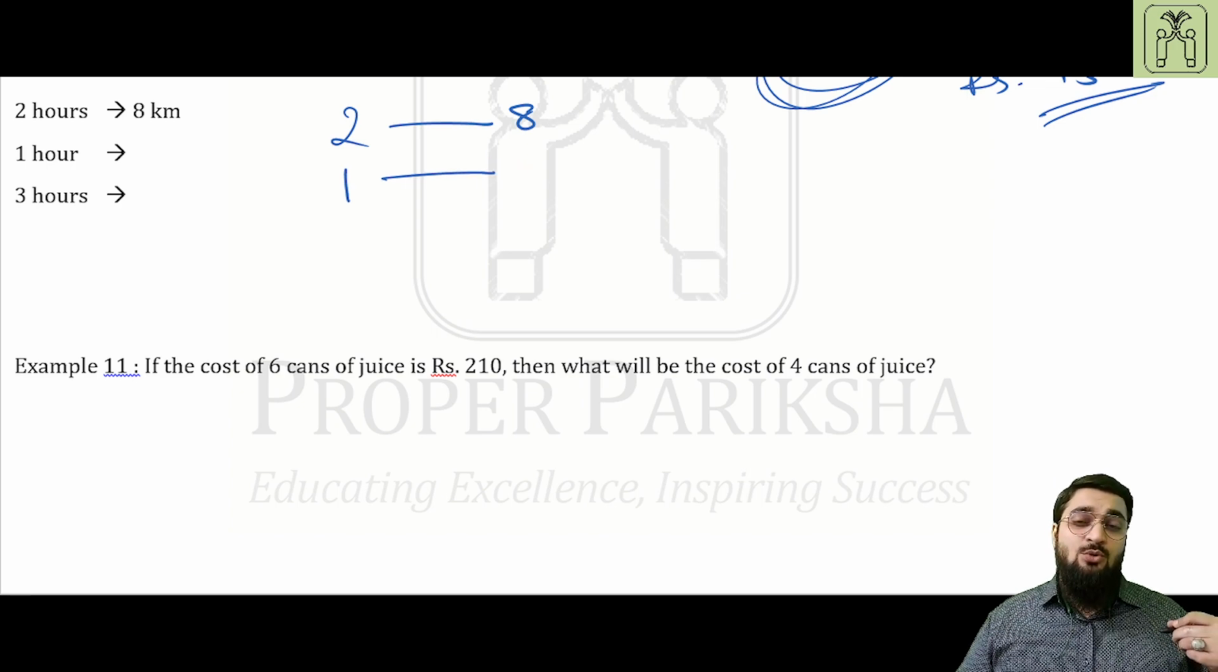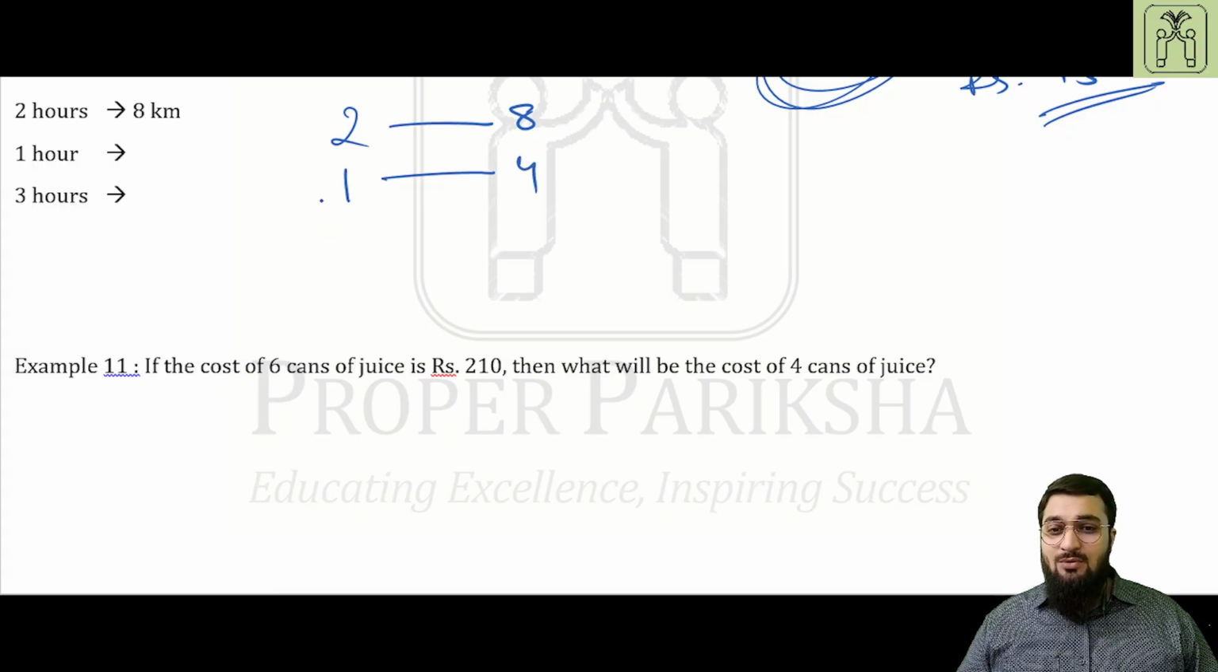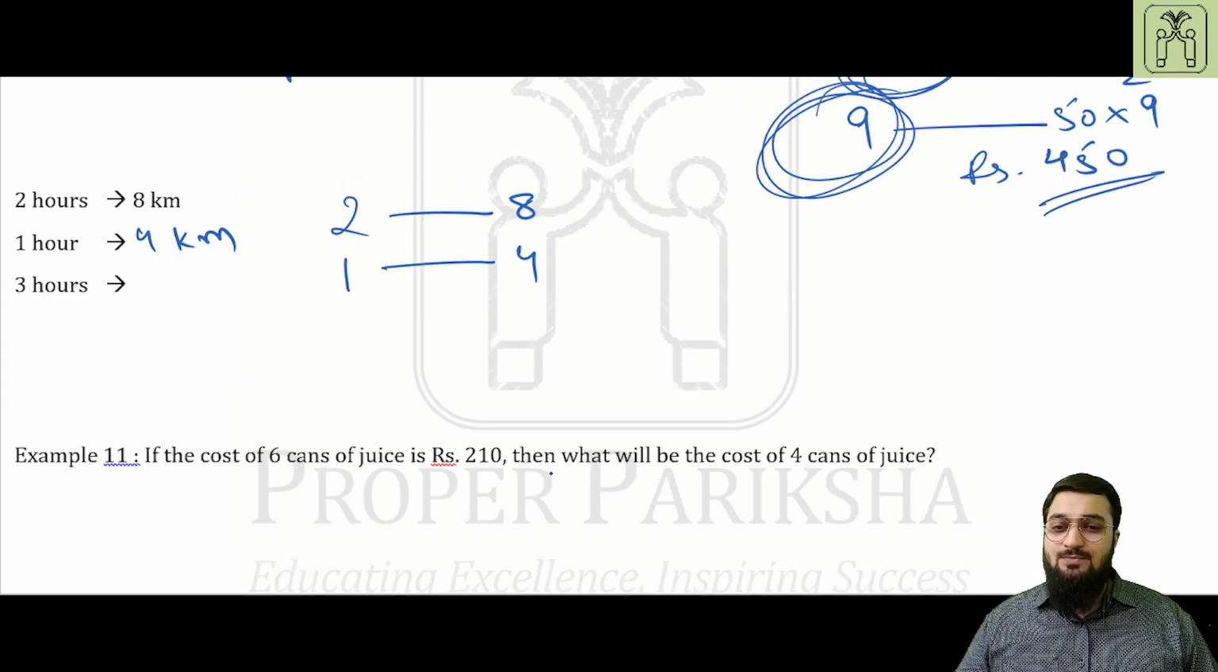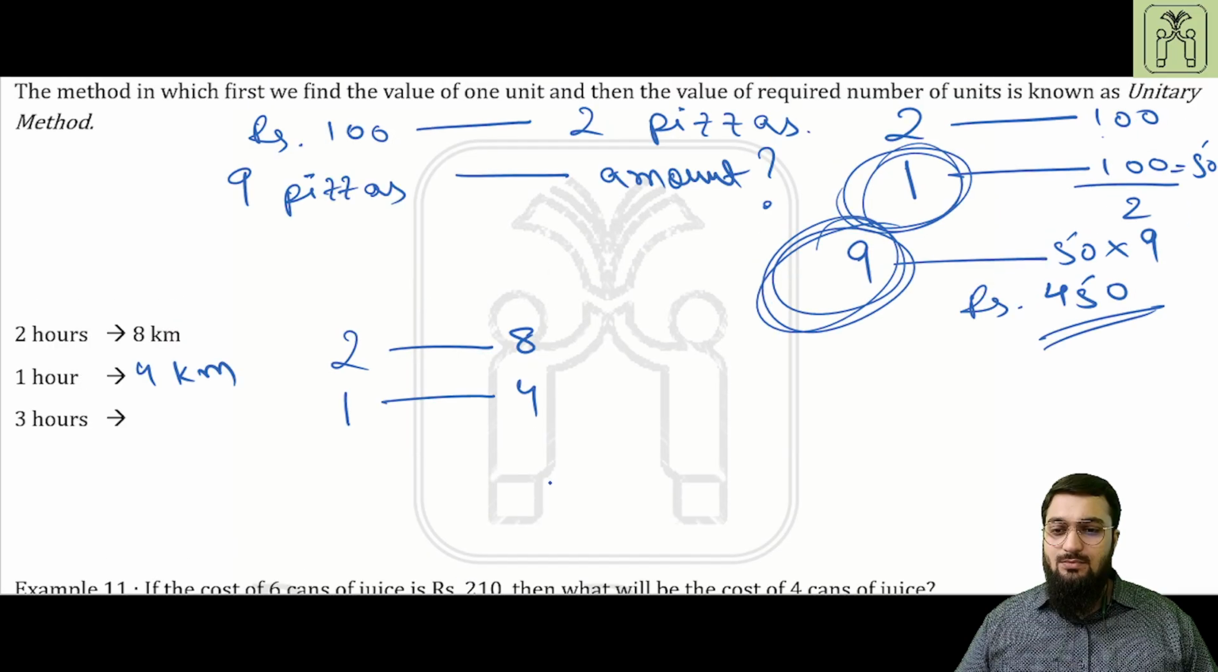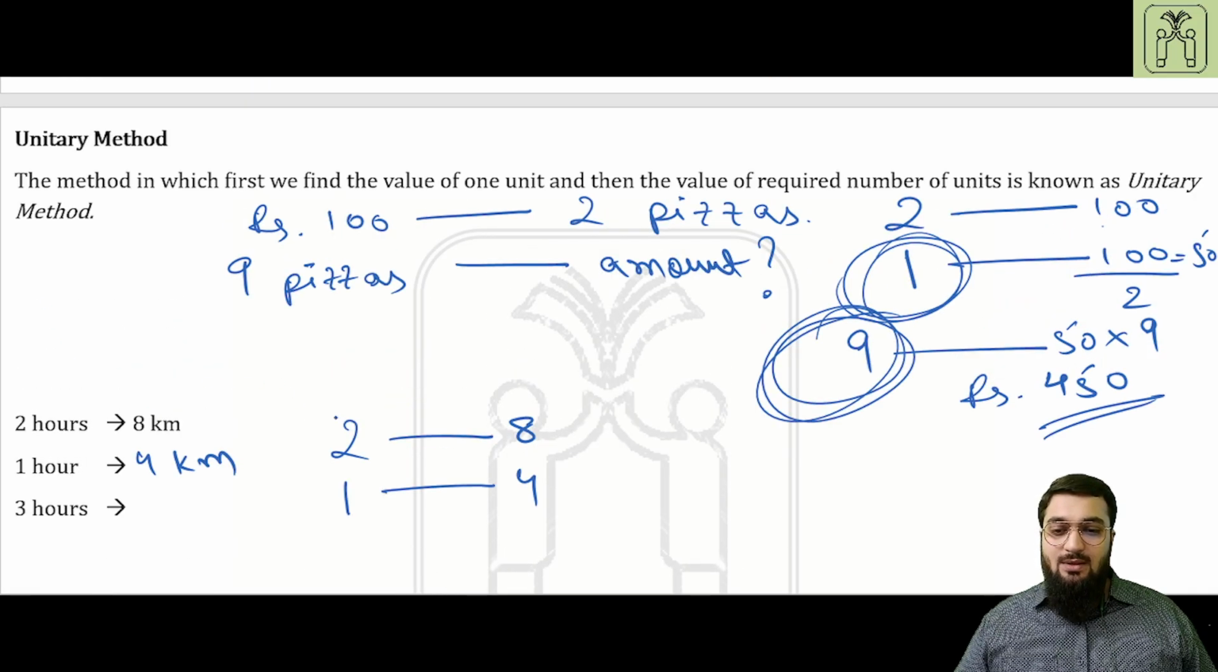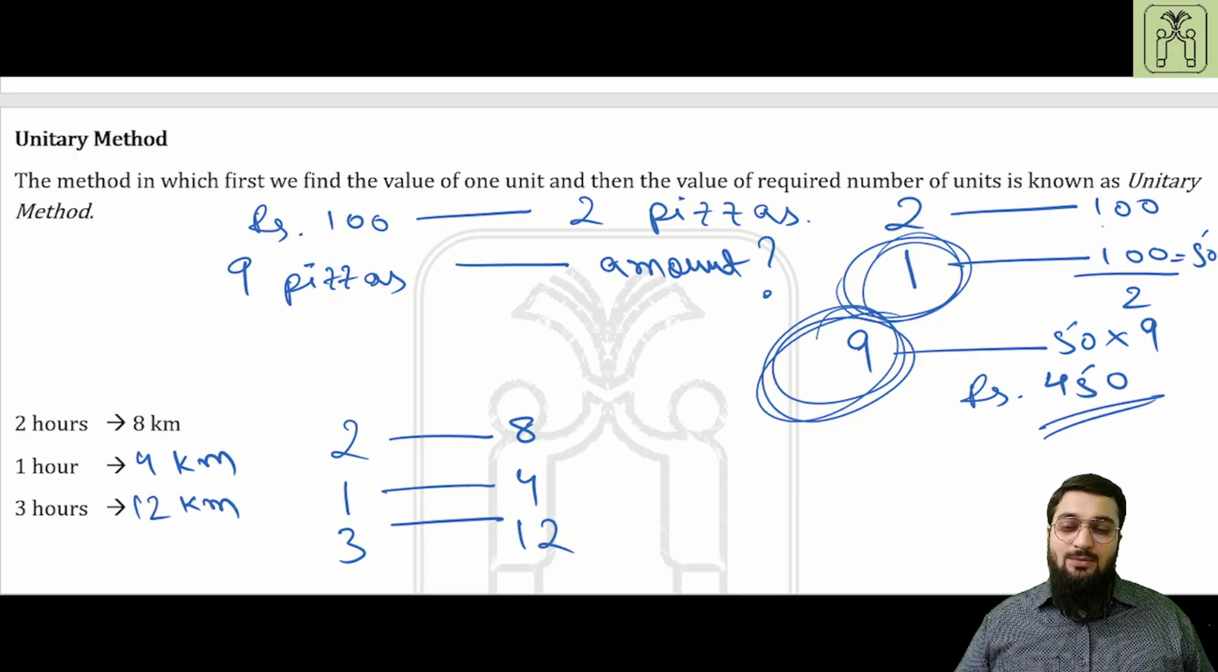Whenever you do a multiplication or addition or division or subtraction, you do it on both the sides evenly. 2 by 2 will be 1, 8 by 2 will be 4, and for 1 hour it will be 4 kilometer, and for 3 hours it will be 1 into 3, that is 4 into 3 is equal to 12, and that will be 12 kilometer. So I hope that how to use unitary method is clear to you.